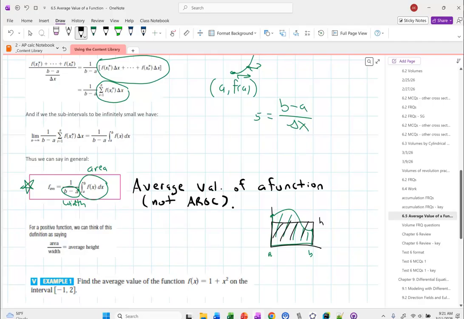This is our average value for the function. It's just the height that's going to give you a rectangle that has the same area as the area under the curve. Is everybody okay with that? Now, is that height guaranteed to be a value on the function? No. Unless that function is continuous. If you have a continuous function, that height will be a value on the function. Otherwise, it may or may not exist, right?